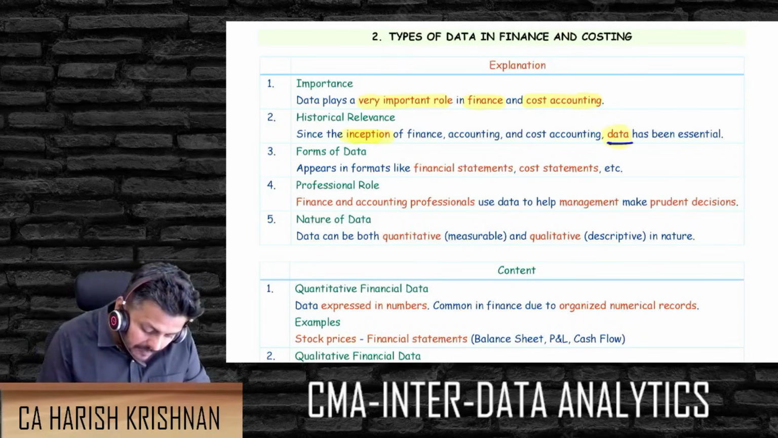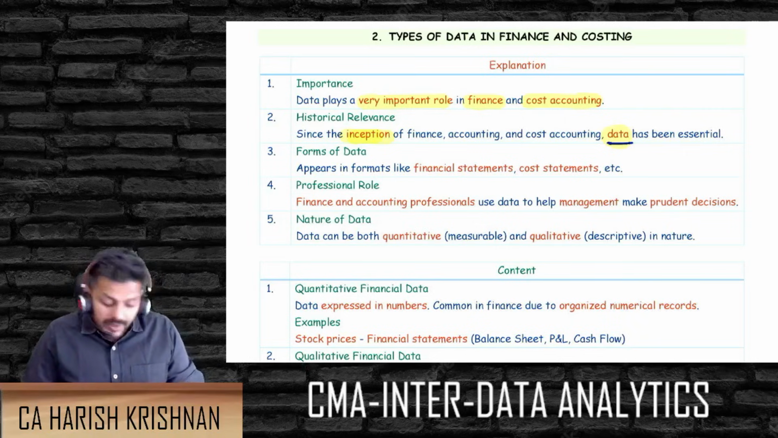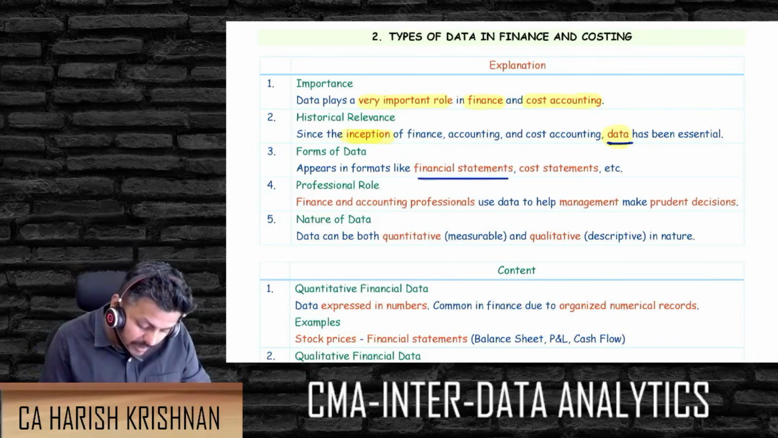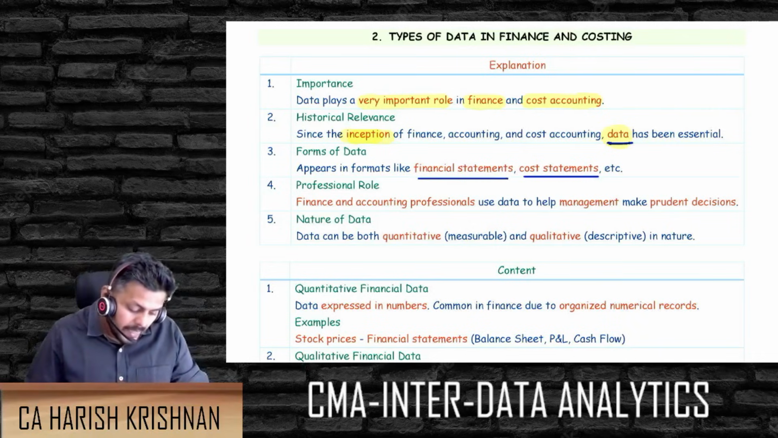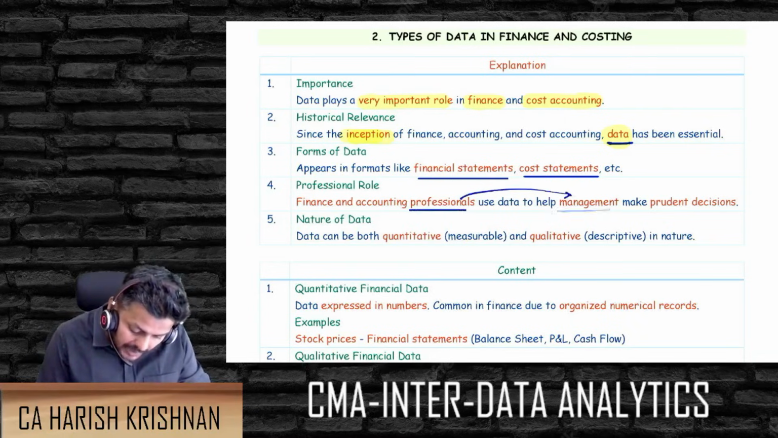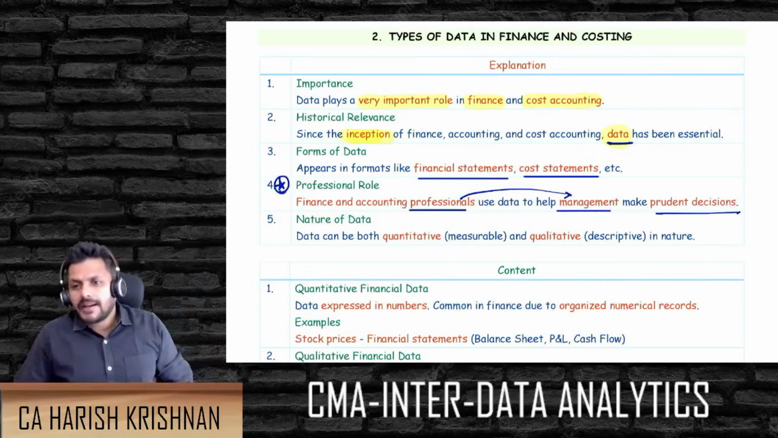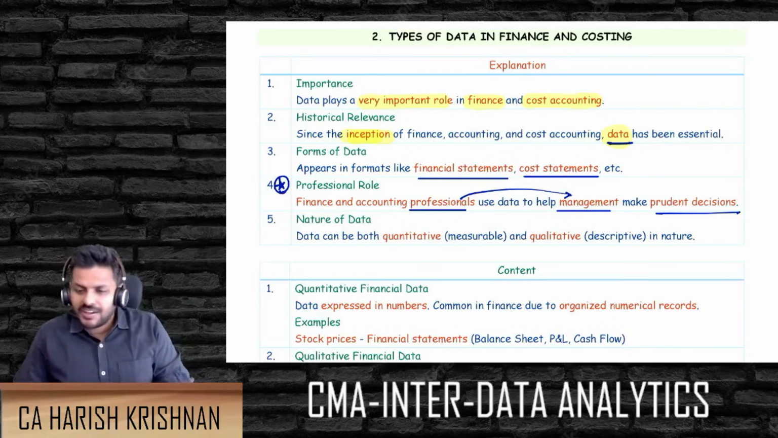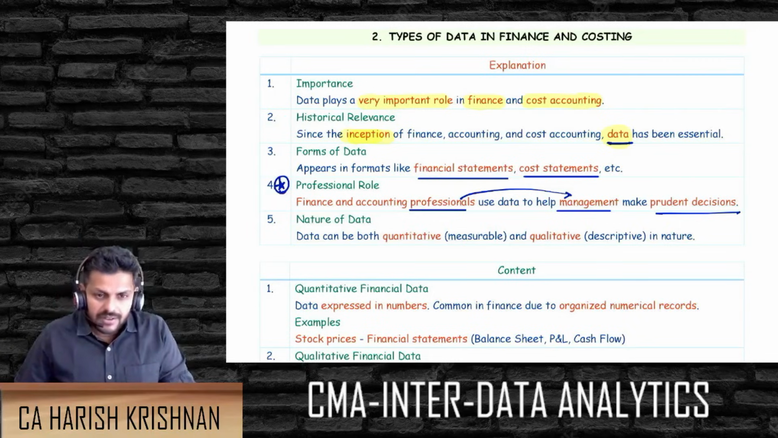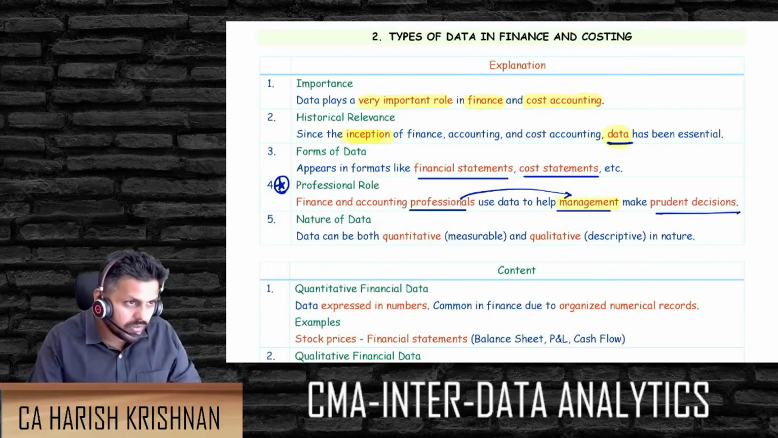Obviously we know that without data there is nothing that you can really do about it. And how does data appear? Data appears in the form of financial statements, cost statements, etc. And finance and accounting professionals use data to help management make prudent decisions. That is the whole idea of data. Using all this, we have to apply data analytics on it. Obviously on its own it won't make any sense, but definitely you have to use some of these aspects here.